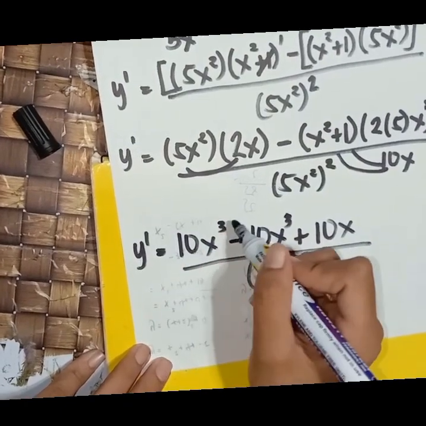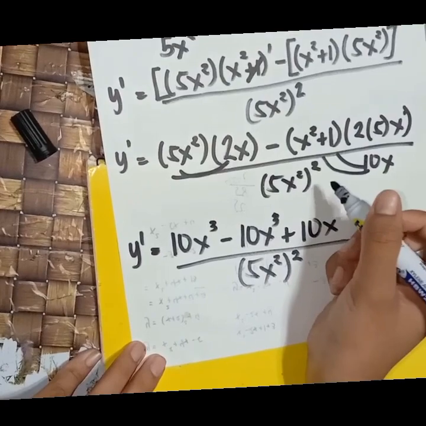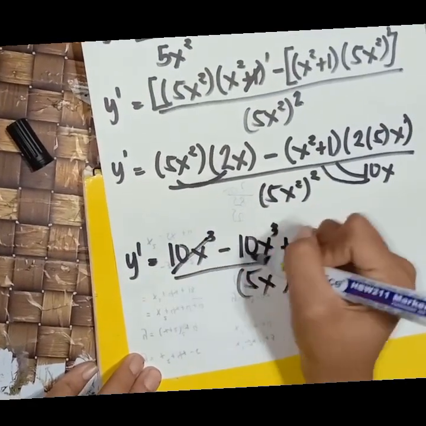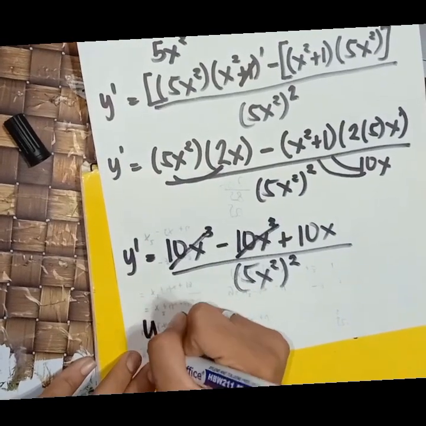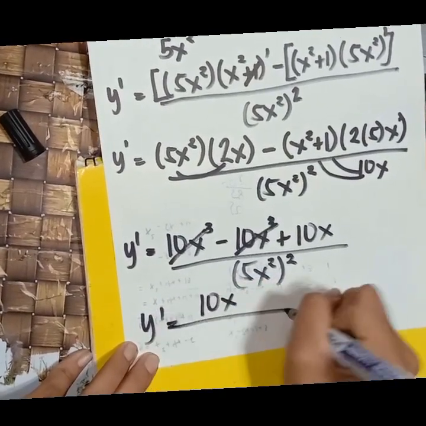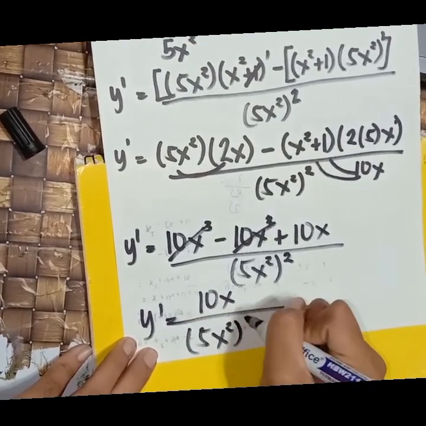Since 10x cubed and negative 10x cubed have the same power, let's just cancel. So our final answer will be 10x over 5x squared to the second power.